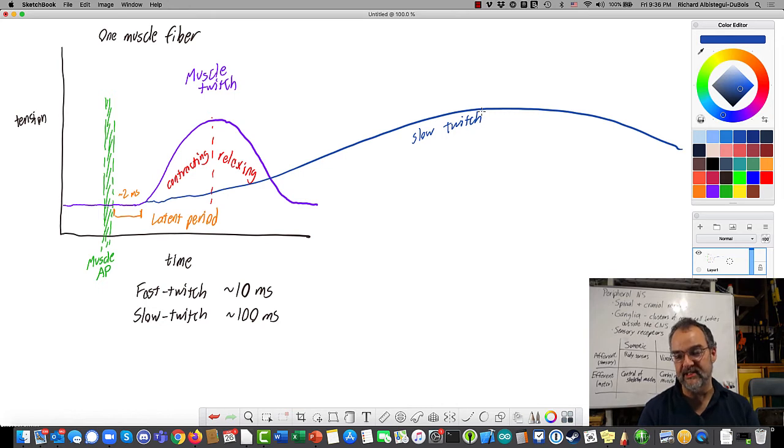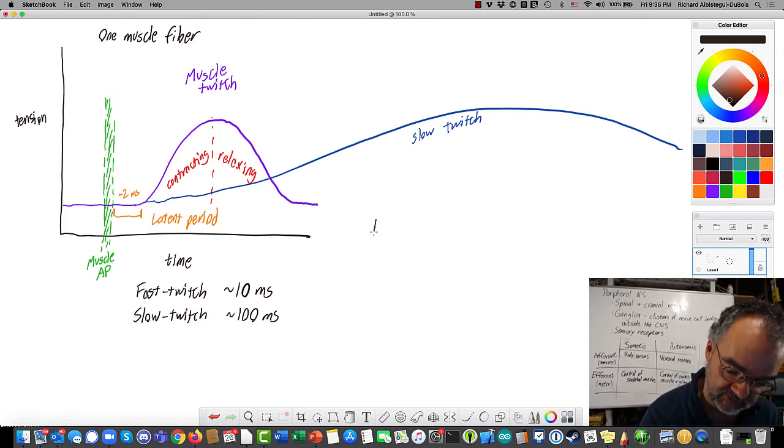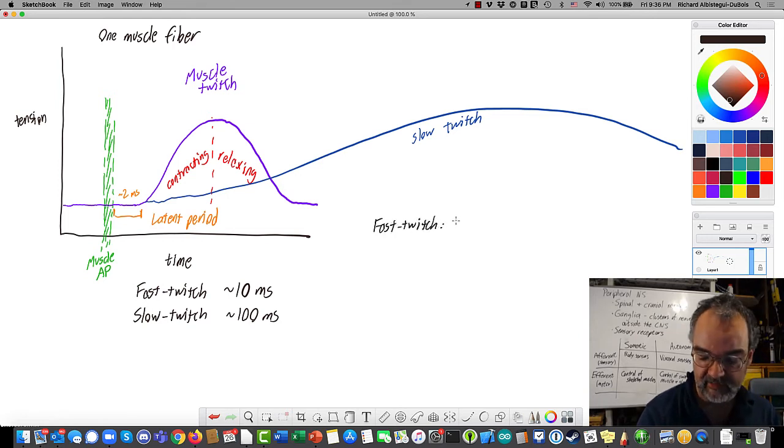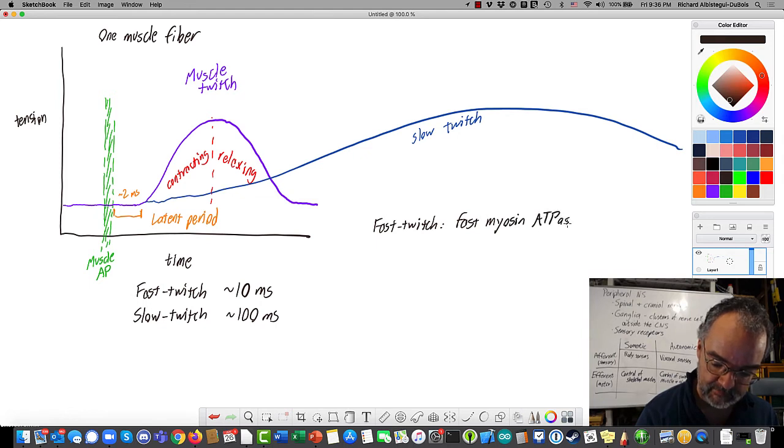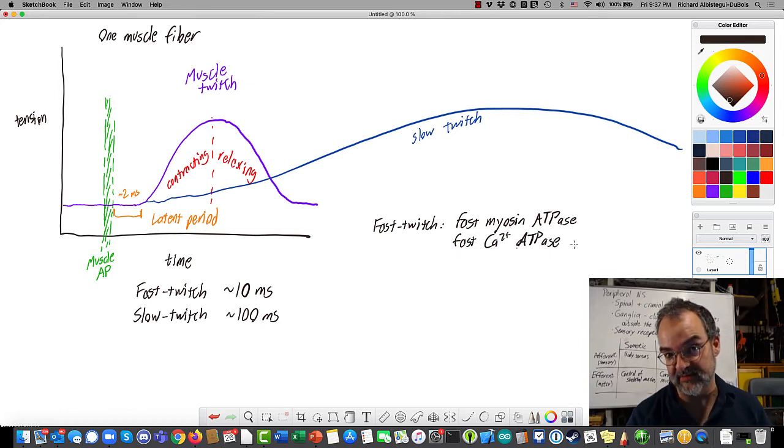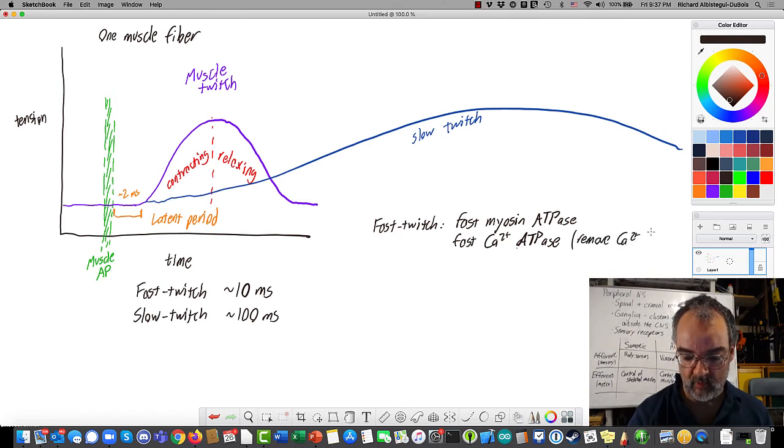Now, we'll talk about the difference between them, just as a quick thing so you know to begin with. The two things that differ between fast and slow twitch fibers are that fast twitch fibers have fast myosin ATPases and fast calcium ATPases. Remember, these are the pumps on the sarcoplasmic reticulum. So these remove calcium quickly.